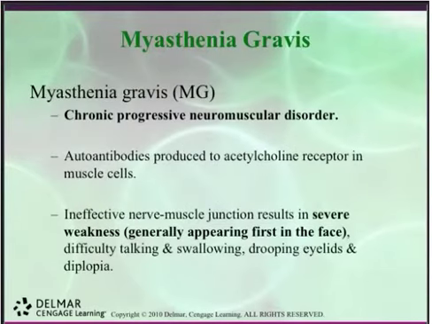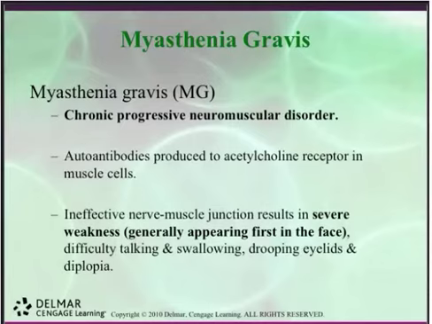Okay, myasthenia gravis is a chronic progressive neuromuscular disorder. It is an autoimmune disorder. Autoantibodies are produced against acetylcholine receptors in muscle cells, and what this does is this interferes with nerve transmission from the peripheral nervous system to the associated muscle. Ineffective nerve-muscle junction results in severe weakness, often appearing first in the face, difficulty talking and swallowing, droopy eyelids, and diplopia. The cause of myasthenia gravis isn't known with certainty, but most patients have thymus hyperplasia or tumor, so we believe that there may be some endocrine involvement.